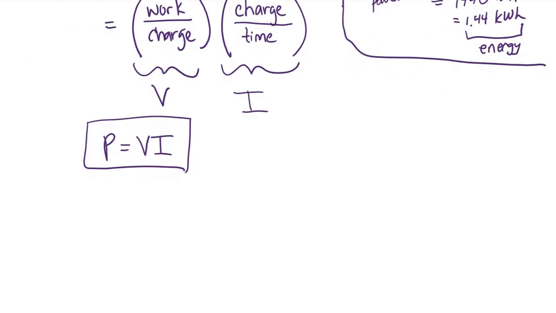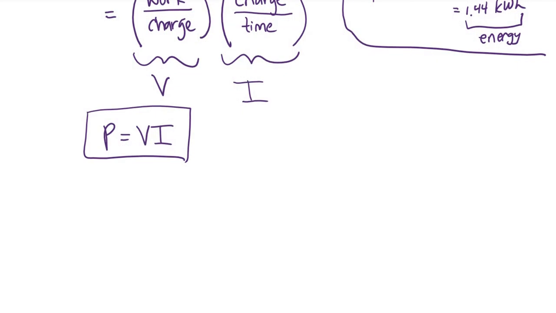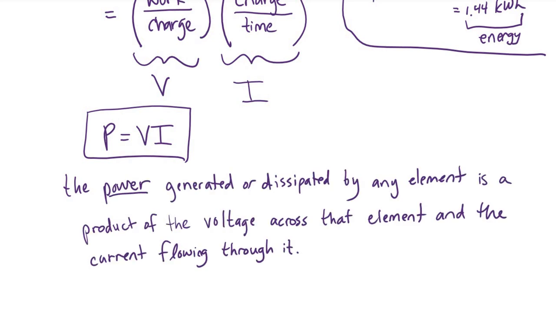Now, to define power formally, we're going to say that the power generated or dissipated by any element is the product of the voltage across that element and the current flowing through it.